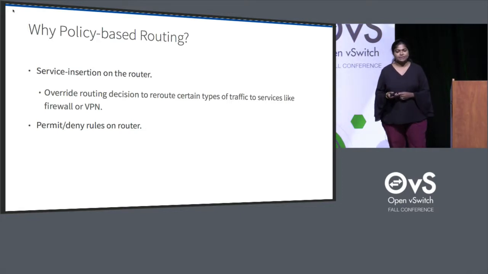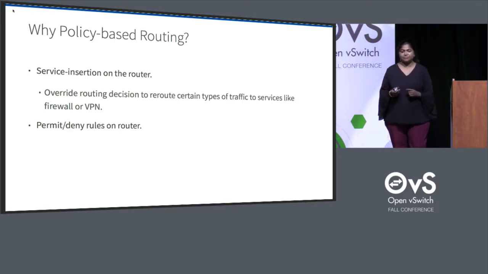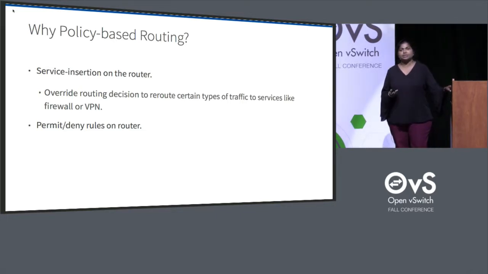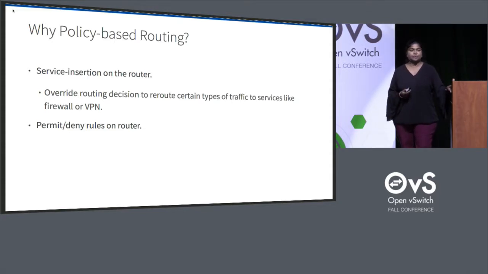Why do we need policy-based routing? Policy-based routing is useful for doing service insertions on the router. So we could reroute certain types of traffic, filter traffic based on certain parameters, and send them to services like firewall or VPN. The thing to note here is policy-based routing is not intended to replace IP routing. It is a way to override routing decisions as and when we need. In addition to reroute rules, it's also possible to do permit deny rules on the router.